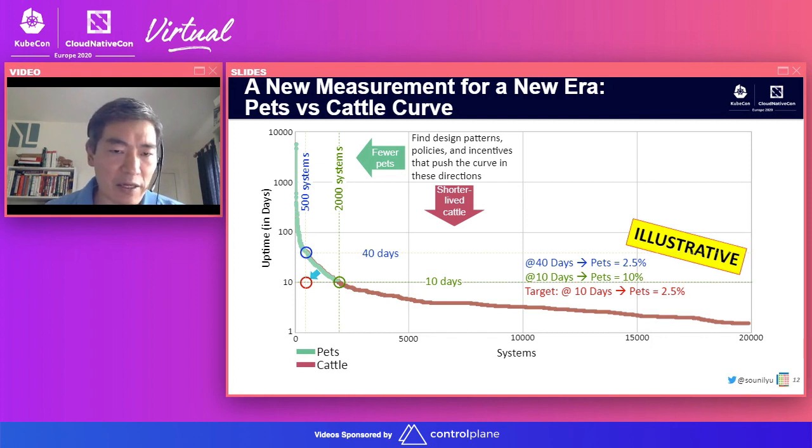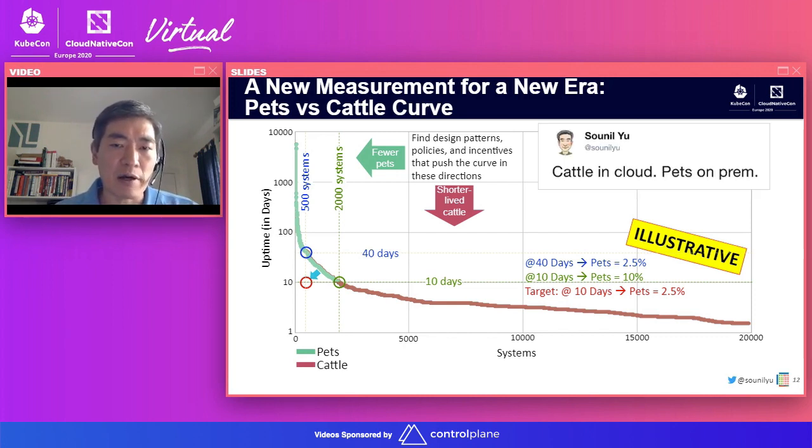Now, as much as we like to get rid of all our pets, the reality is we'll still always have pets. And ultimately, what we want to be able to do is be cognizant of when we create pets and when we have cattle turning into pets. And so when we think about what we need to do in the context of the cloud native world, we want to first adopt design patterns that promote the creation of cattle.